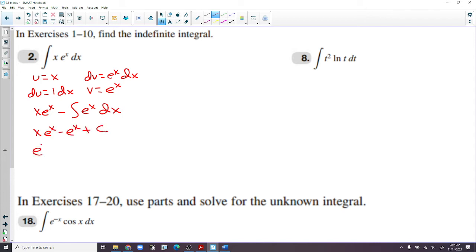And in the back of the book, you might see this. I'll write it. I'm not going to do this every time, but hopefully you're going to recognize that you can factor the e to the x out. If that's on a multiple choice, hopefully you can recognize that that would be the answer. Try number 8.